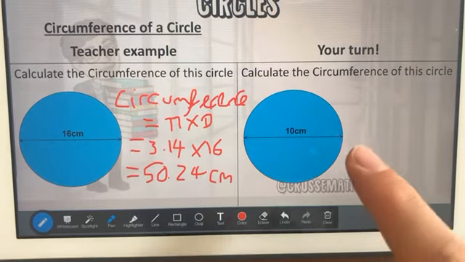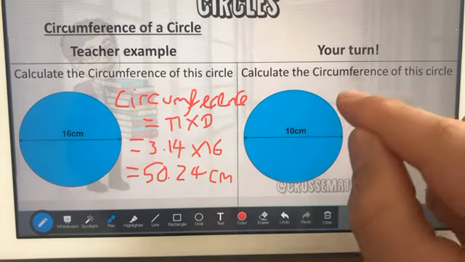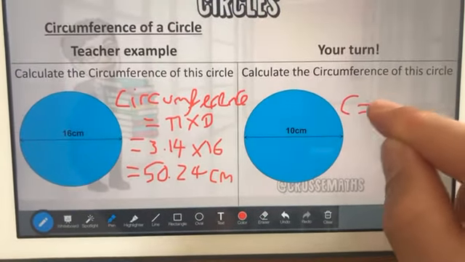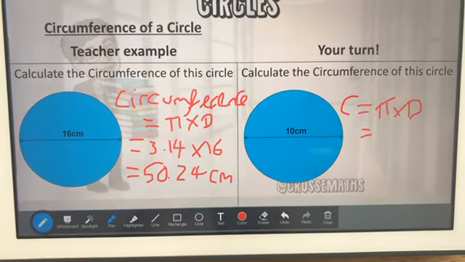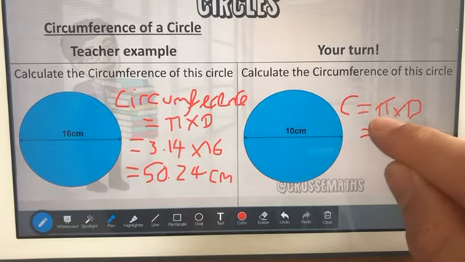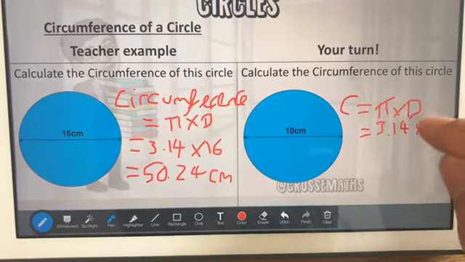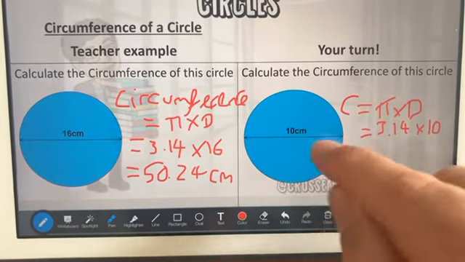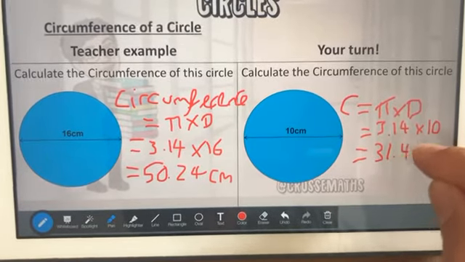Right then, guys, so the one on the right hand side, I always, even though I know what I'm doing and I've got it written down, I always write circumference equals pi times diameter, only because if you keep writing it for every single question, it should stick in your head. Okay, circumference equals pi times diameter. Pi that I'm using today is 3.14 times by diameter of 10. Okay, because my diameter is 10. 3.14 times 10 is 31.4 centimeters.